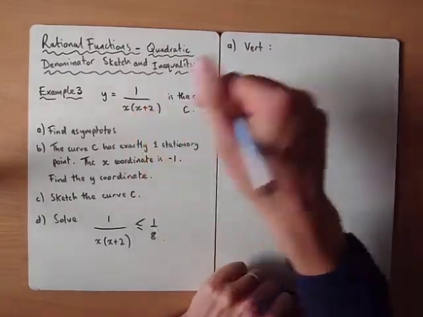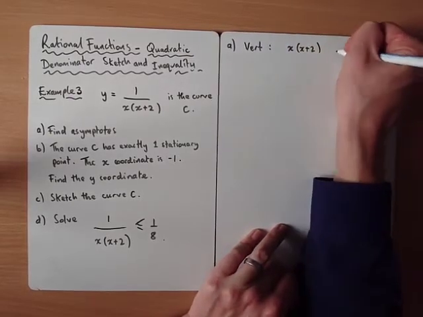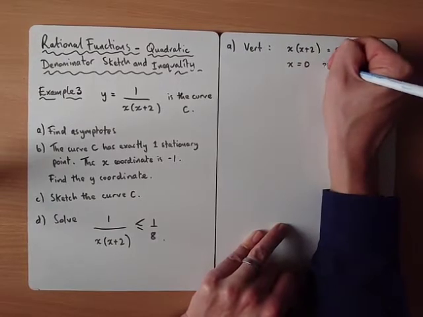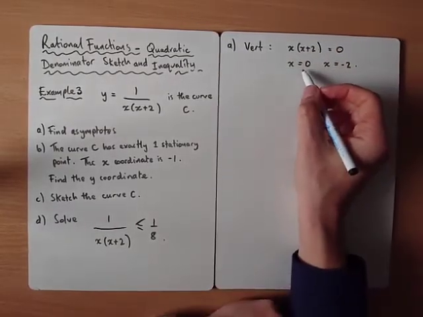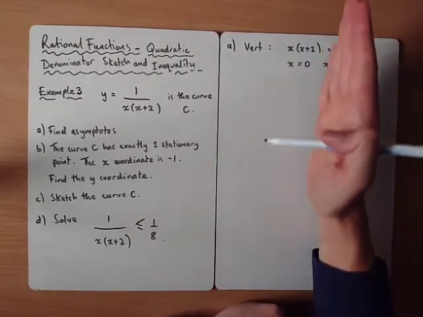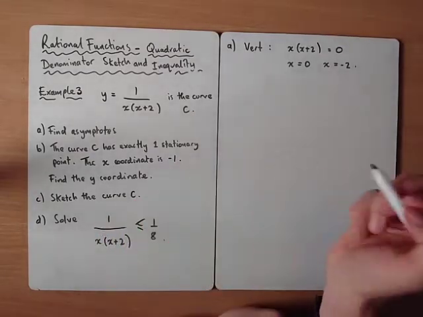Remember, we can't divide by 0, so x squared plus 2x equals 0. We know that x equals 0 and x equals minus 2. Straight away you should be thinking, well, if x equals 0, that's the y-axis, isn't it? So we know it's never going to cross the y-axis. So I don't need to figure that out before I do my sketch.